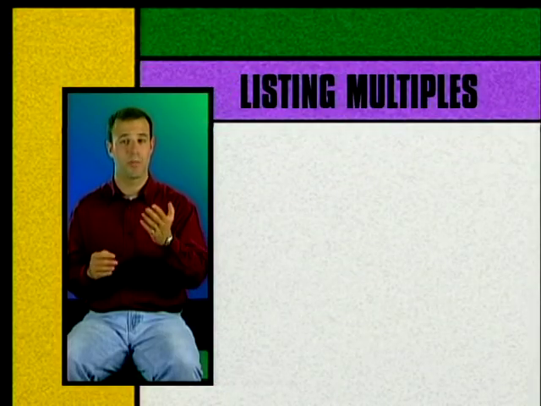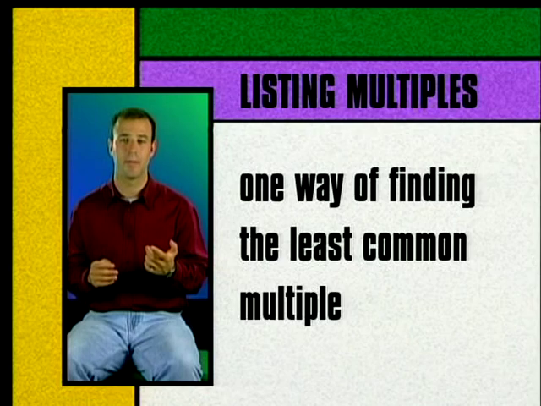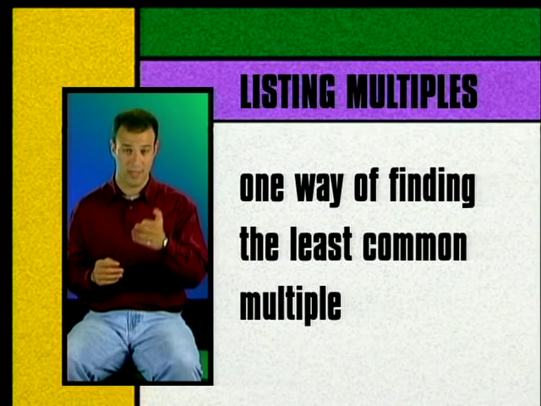Listing multiples, like we just did, is one way of finding the least common multiple, but there is another way to do it. Any guesses?